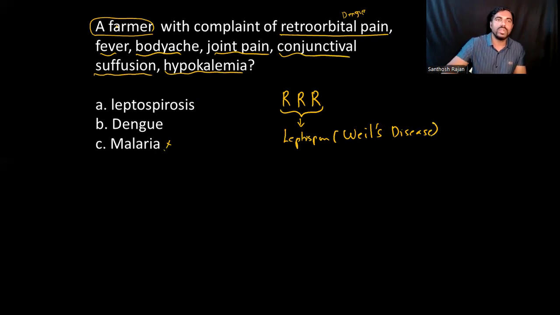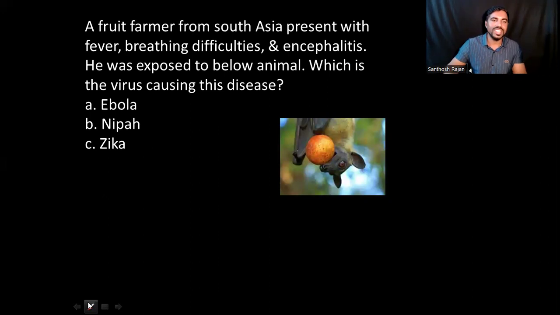So based only on the clue farmer, the answer would be more towards leptospirosis because there is no other distinguishing feature here. The rest are all non-specific symptoms. It can happen in both leptospirosis and dengue fever. So I will choose leptospirosis. This is according to what I have discussed with my doctor friends. Leptospirosis is the right answer for this question. Okay, yes, next.